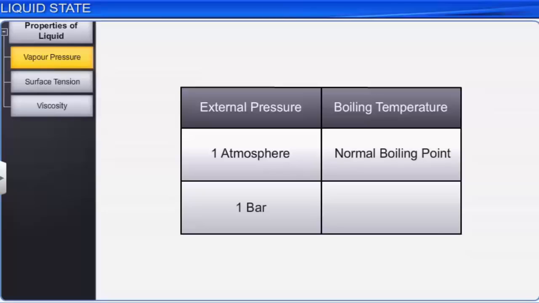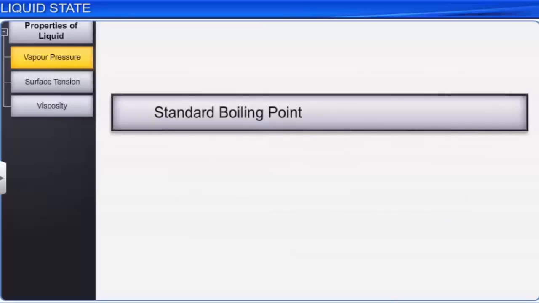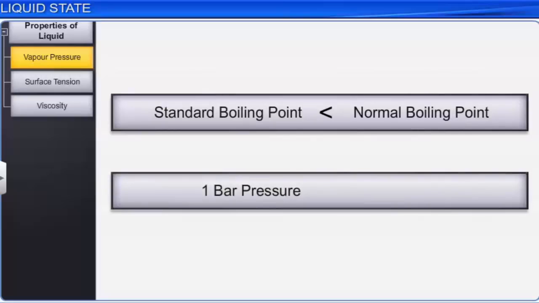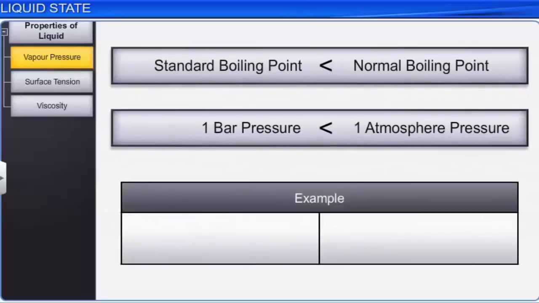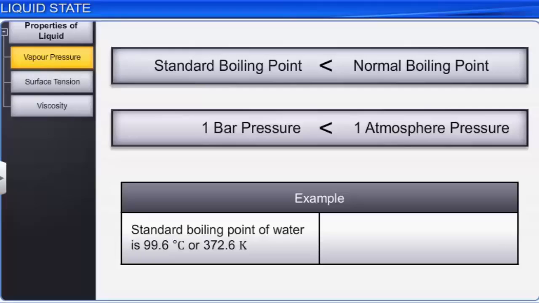The standard boiling point of a liquid is slightly lower than the normal boiling point, as 1 bar pressure is slightly less than 1 atmosphere pressure. For example, the standard boiling point of water is 99.6 degrees Celsius or 372.6 Kelvin, and normal boiling point of water is 100 degrees Celsius or 373 Kelvin.